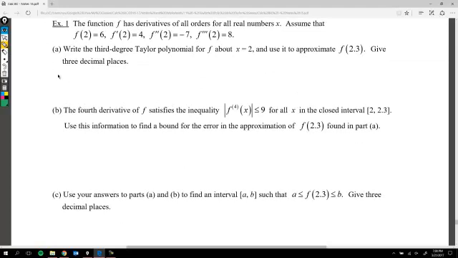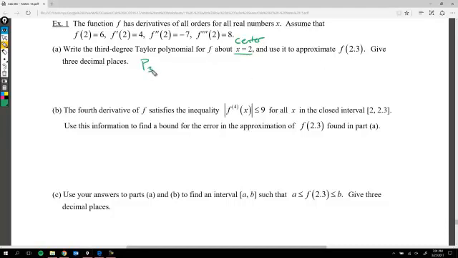All right, so here's what we're given. We're given some values, and we're asked to write a third-degree Taylor polynomial about x equals 2. So we're centered at x equals 2. This is our center. I'm going to write that a lot better. This is our center, and we're going to try to approximate f of 2.3.